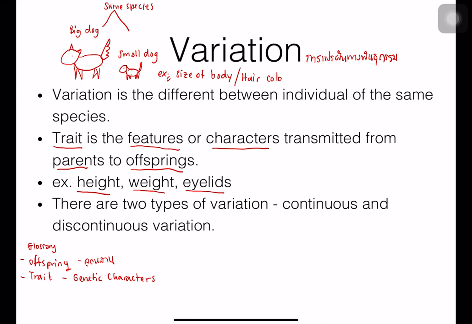And we can group the characters or traits into two groups. The first group we call continuous traits, or continuous variation, and the second is discontinuous traits, or discontinuous variation. For this concept, the variation is classified into two types: the first is continuous and the second is discontinuous variation.